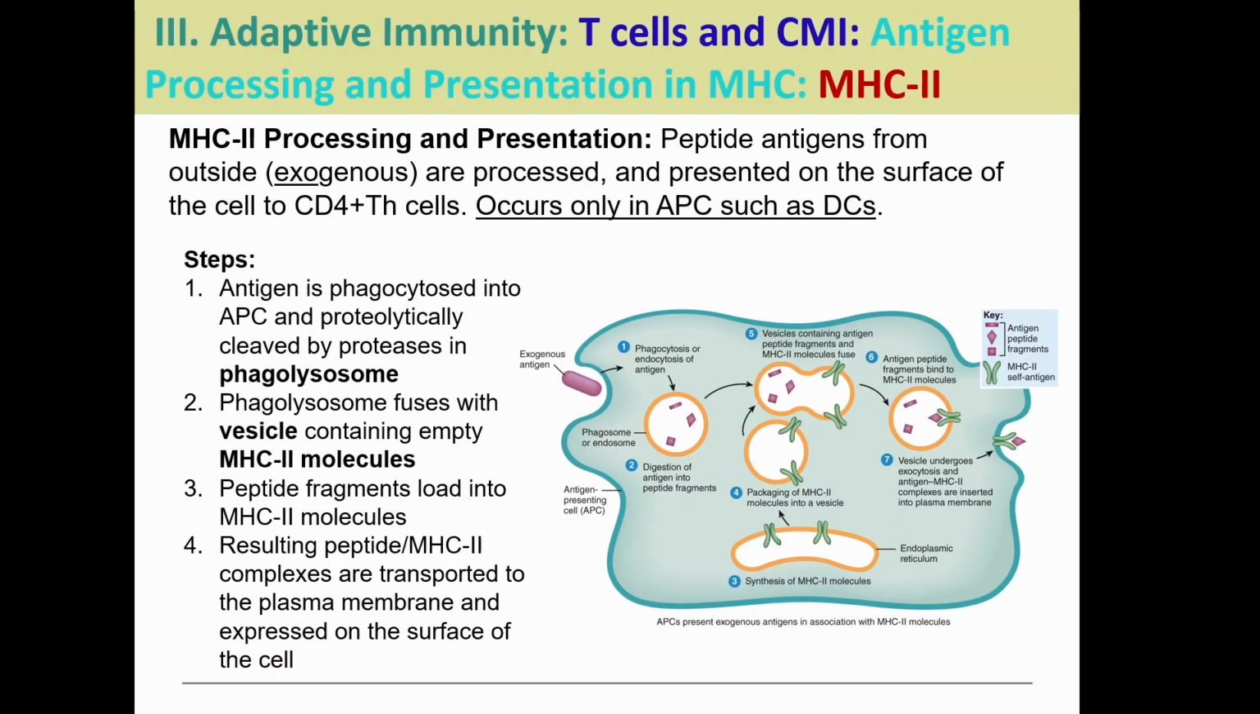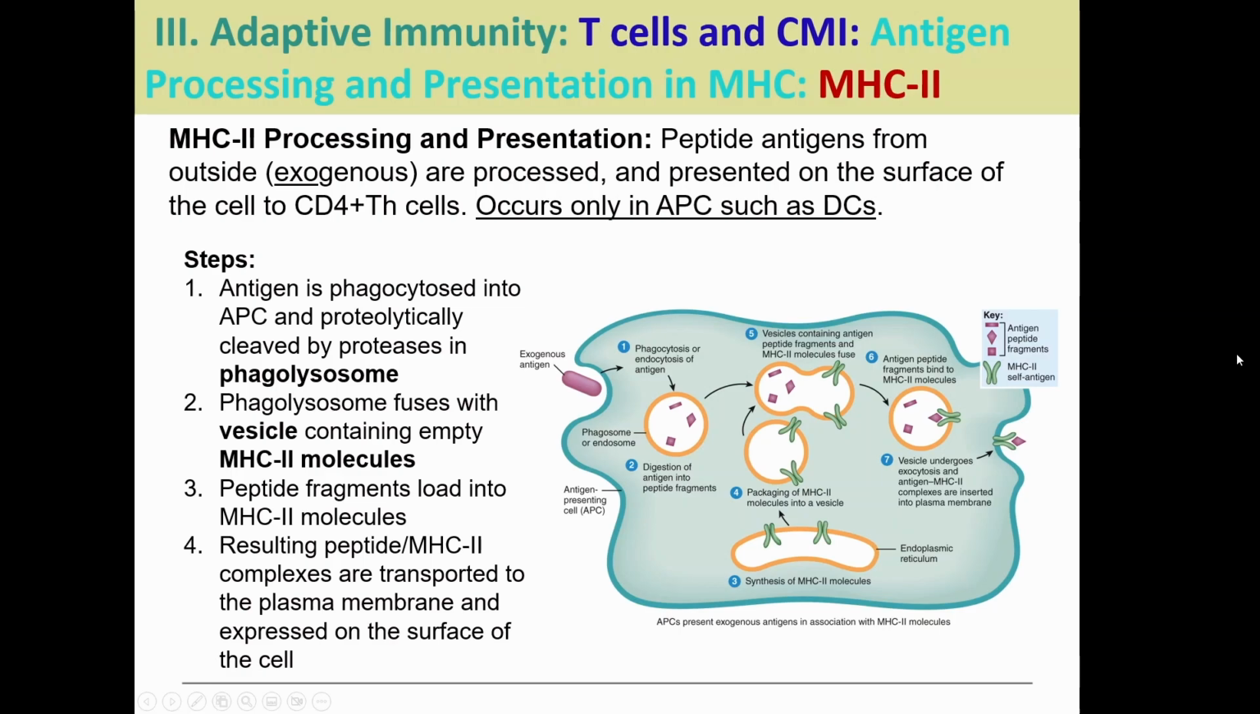So in this case, because the antigen has been found outside of the cell, we have to take the antigen in and process it, right? Break it down like this. We make our MHC2 molecules, put those in a vesicle, and join that vesicle with the peptide fragment vesicle. They bind, and then we fuse that vesicle so we present it on the outside. So that's the process there.